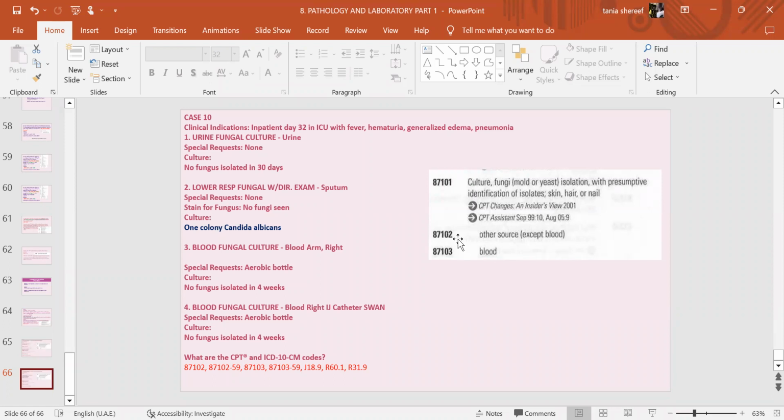And next, blood fungal culture. For the blood fungal culture, blood arm right, we are taking 87103. Again, fourth is a blood fungal culture. Even though the location is different, we are taking it as a blood fungal culture, 87103 with modifier 59.